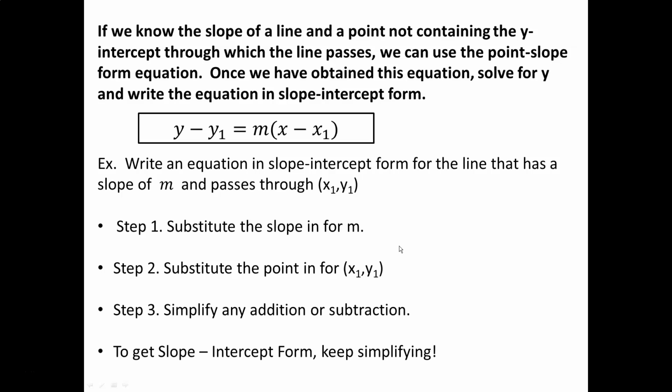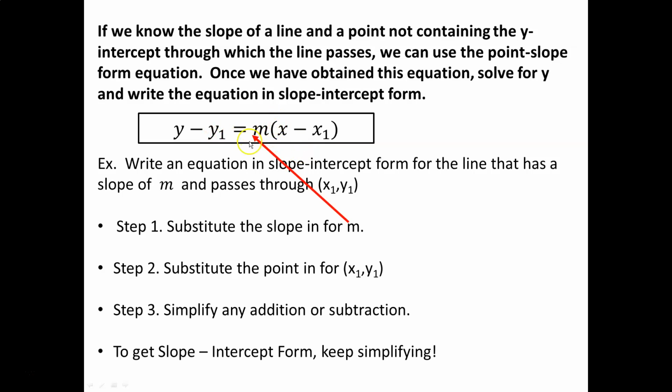If we know the slope of a line and a point not containing the y-intercept through which the line passes, we can use the point-slope form of an equation. Once we have obtained this equation, solve for y, and then write the equation in slope-intercept form. So, example: write an equation in slope-intercept form for the line that has a slope of m and passes through x1, y1. The first step is to substitute the slope in for m.